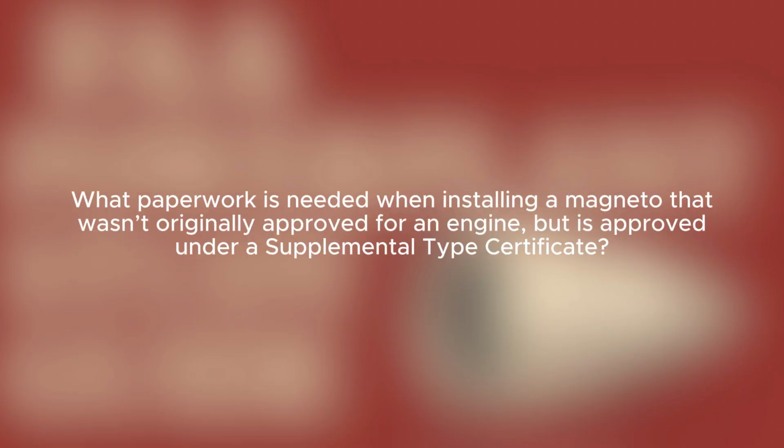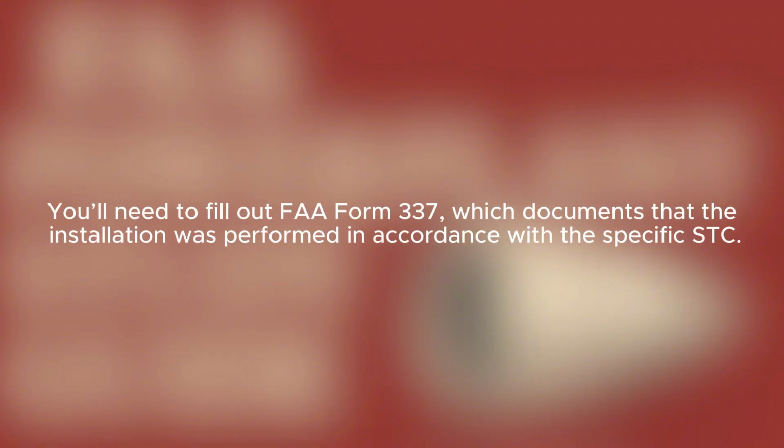What paperwork is needed when installing a magneto that wasn't originally approved for an engine, but is approved under a supplemental type certificate? You'll need to fill out FAA Form 337, which documents that the installation was performed in accordance with the specific STC.